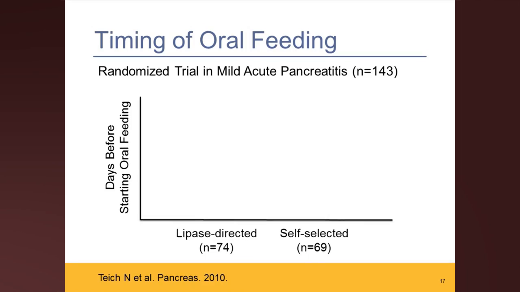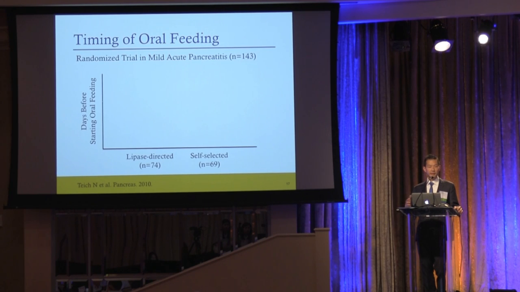So this is a randomized trial looking at patients with mild acute pancreatitis. And basically, they're looking at the days before starting oral feeding. And in one group, they said, we're going to follow your lipase levels, and when it drops below 2 times the upper limit of normal, we'll start to feed you. The other group basically got to start eating whenever they felt hungry. Right? They didn't care what the lipase level was. You got to eat whenever you felt you could start eating again.